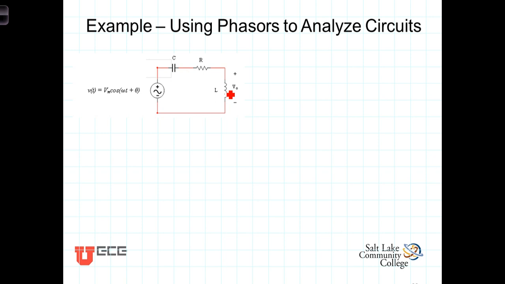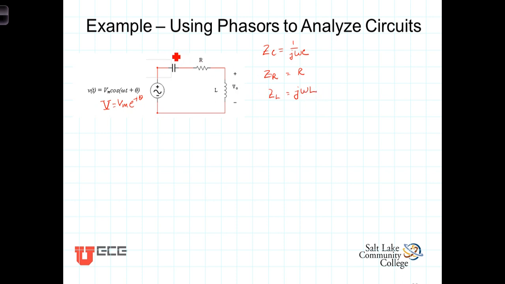So first of all, let's represent phasor V, the source, as having an amplitude V sub m e to the j theta. So we're representing this time domain signal as its phasor with an amplitude of V sub m and a phase shift of theta. Now, the impedance of the capacitor is equal to 1 over j omega C. The impedance of the resistor is just equal to R. And the impedance of the inductor is equal to j times omega times L.